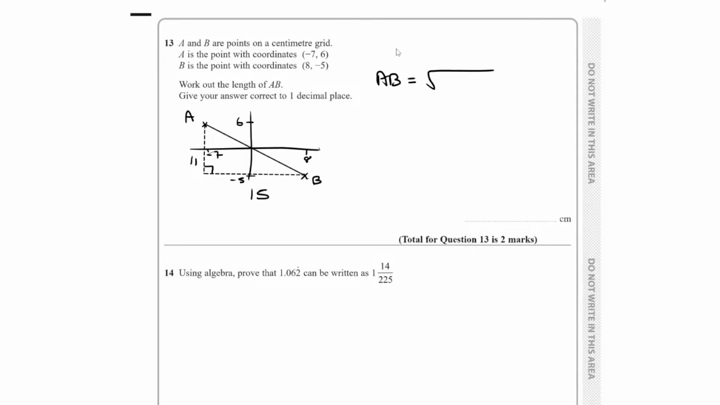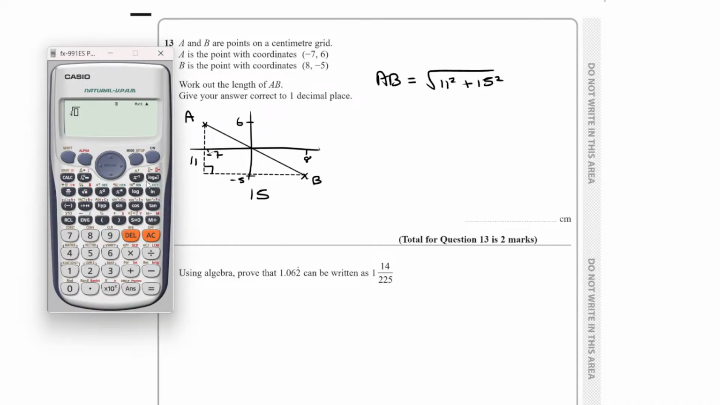I tend to write it directly. You can obviously start with the formula and then rearrange it afterwards if you want. But it's effectively just that, isn't it? 11 squared plus 15 squared, and obviously square root it to find AB. And then they've said to give it to 1 decimal place, so that would be 18.6.